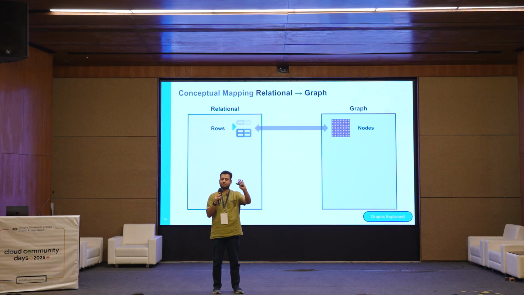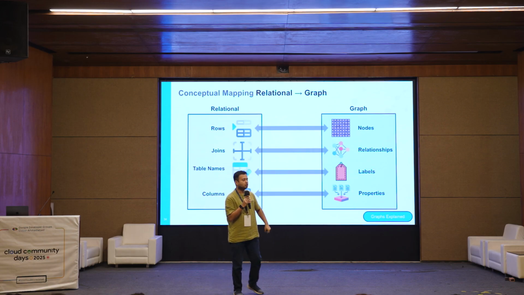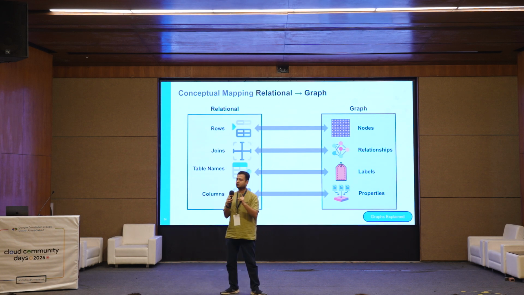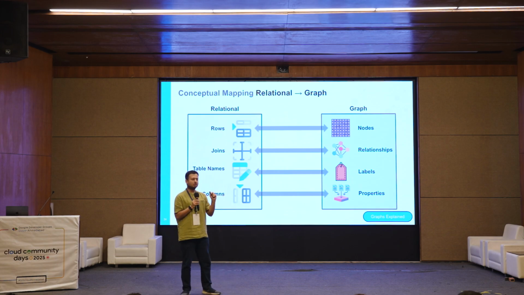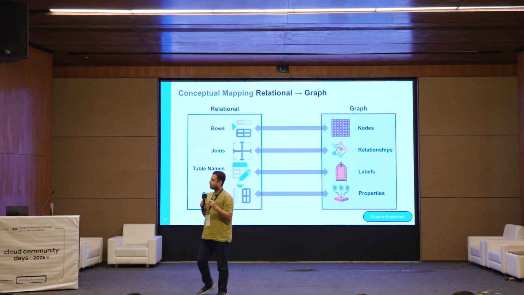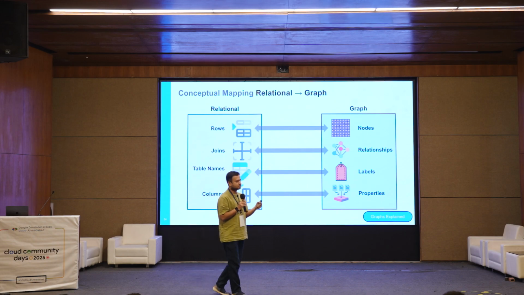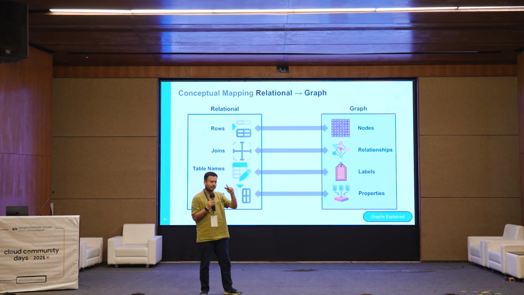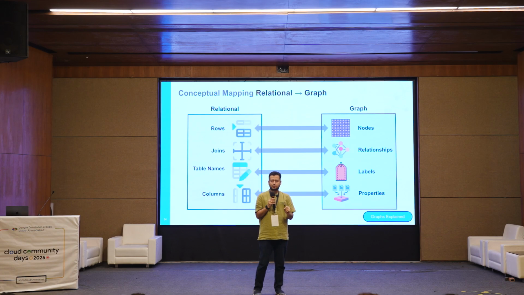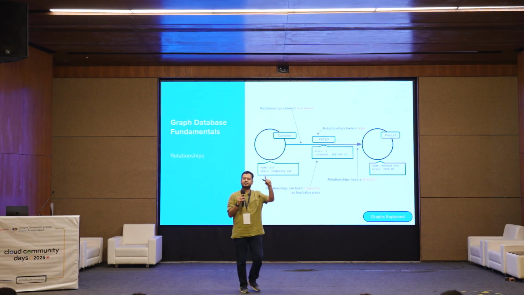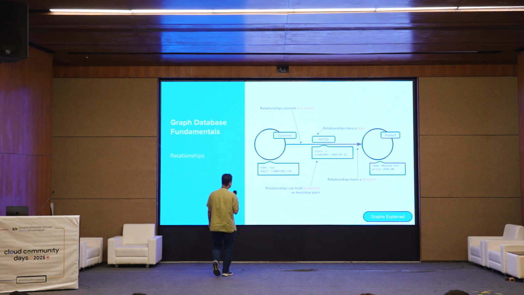Before I go to the code part of how this Cypher query looks like, if you are convinced that you want to migrate your MySQL database code to a graph database or Neo4j code, then here is a 1:1 mapping that exists. All your rows in your relational database are transformed into graphs or nodes. All your joins become nothing else but relationships. All your table names become labels to your graph elements, and all your columns become properties.